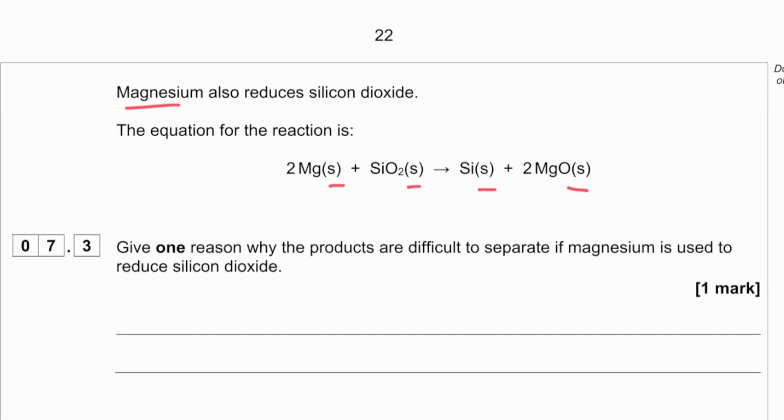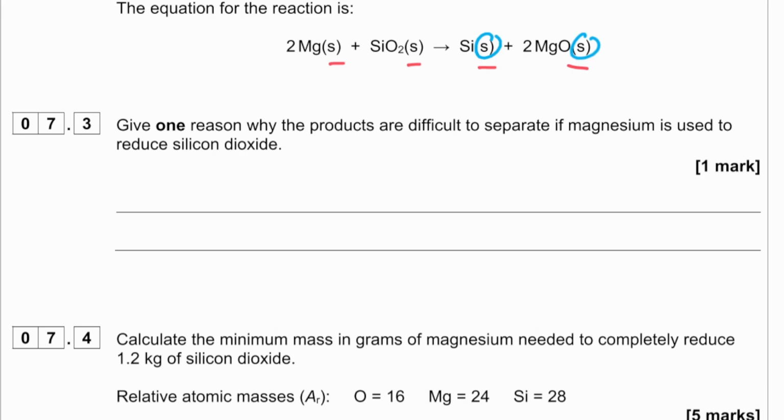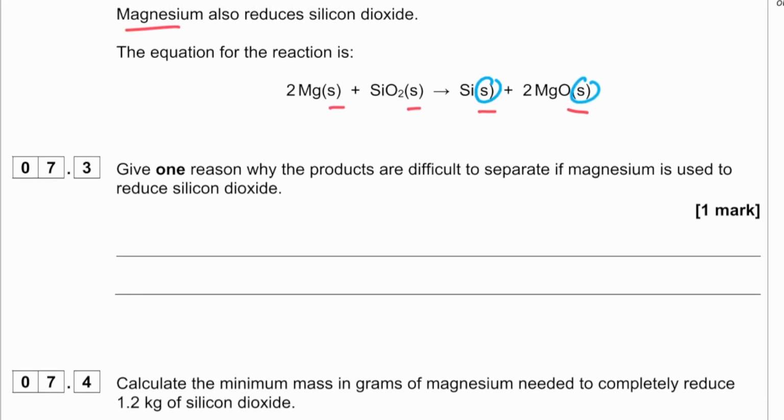Well, on the product side, what you'll notice is that these two are both solids, whereas in the other one, one is a solid and one is a gas. And so when they're both solids, or they're both liquids, then you can't use filtration. Whereas if one was a solid and one was a gas, then just the solid that you're left with at the end would be your silicon. So here it's more difficult to separate because they're both solids.